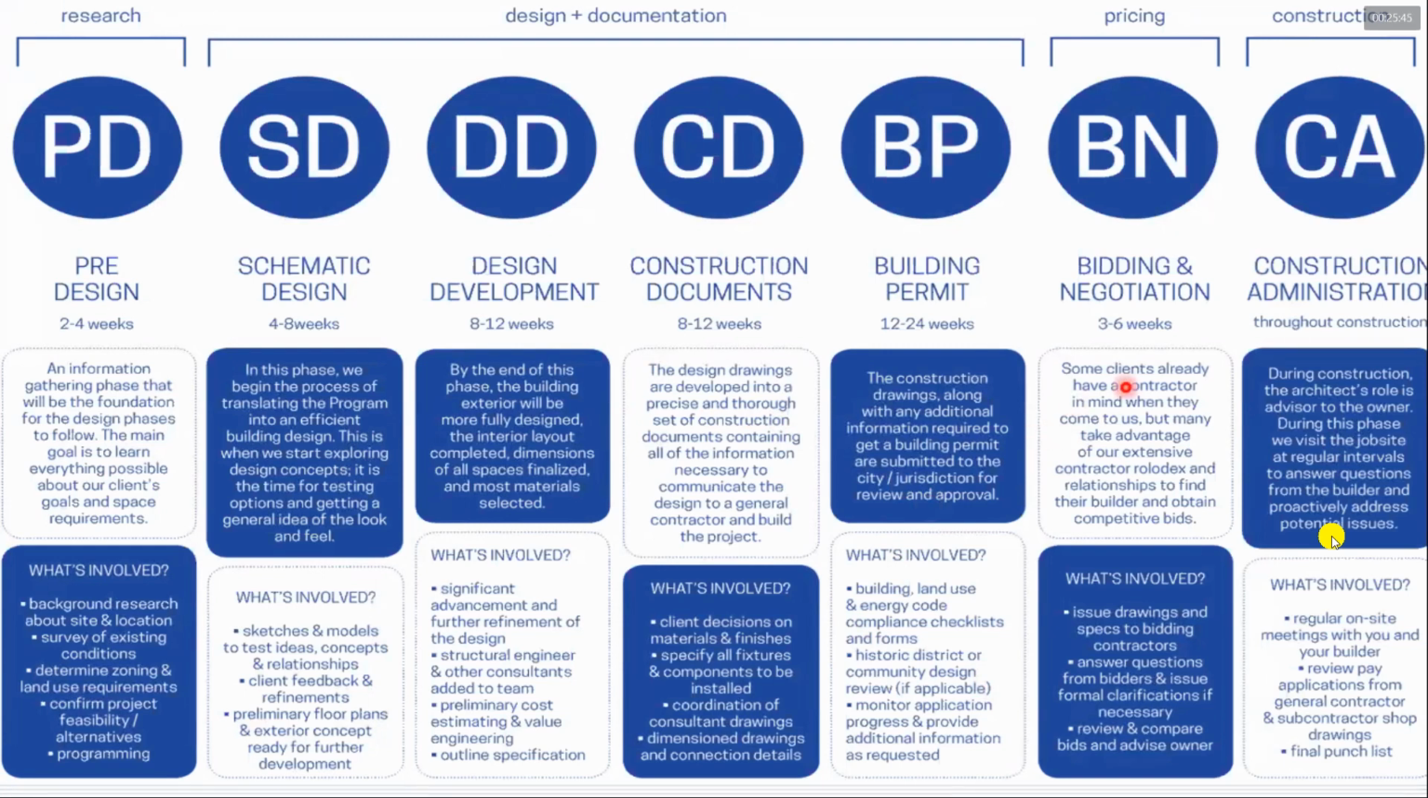The next part is bidding. Some clients already have a contractor, others ask the architects to provide them with a list, and they issue drawings and specs to the bidding contractors and answer the questions of the bidders. Also, they issue formal clarifications of necessary details if they are not clear. They review and compare the costs and the bids. The last phase is regarding construction.